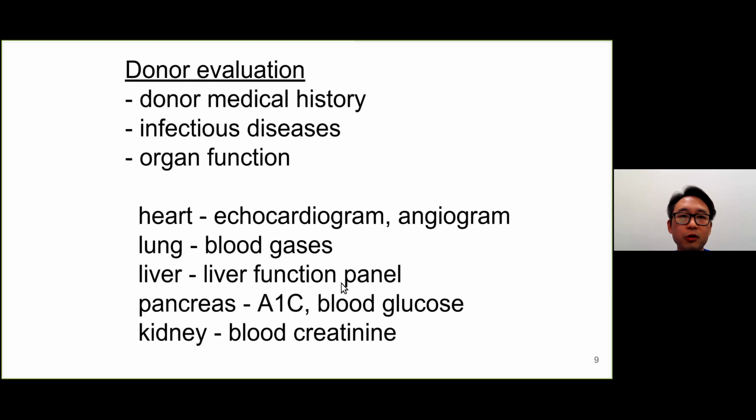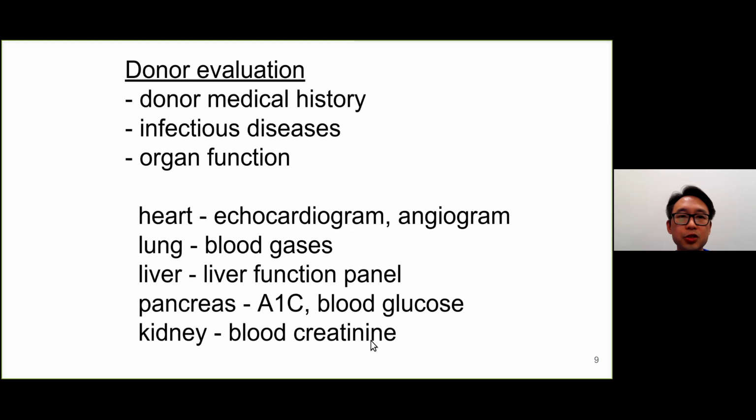For the other organs, the assessment of organ function is typically done by blood tests. For example, we can obtain blood gases to see how well the lungs are oxygenating. You can get a liver function panel to see if there's any liver damage. You can get A1C and blood glucose to see how the pancreas is functioning, and then a blood creatinine to see how well the kidneys are clearing blood.